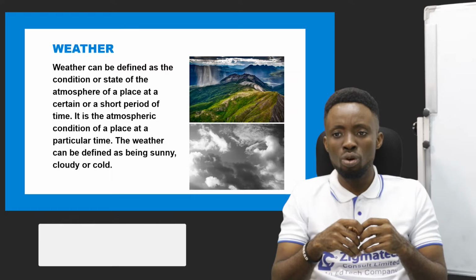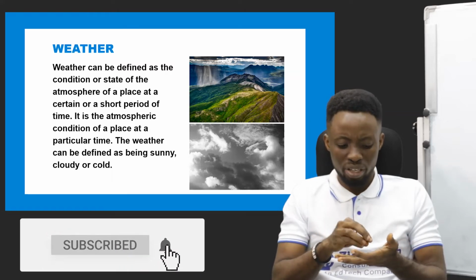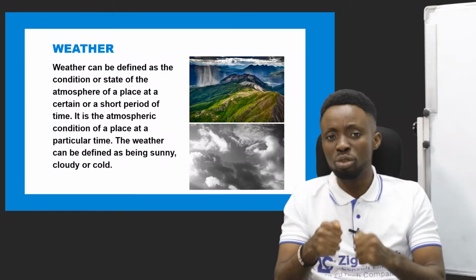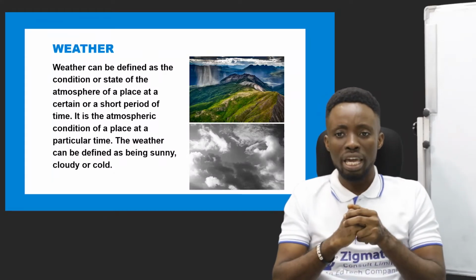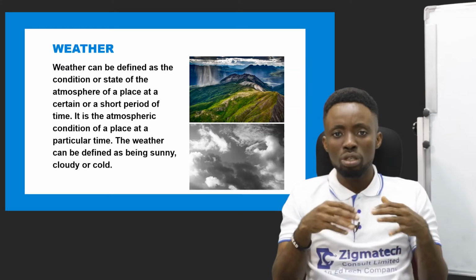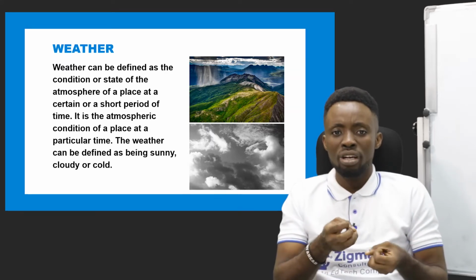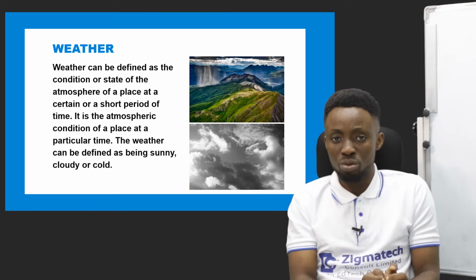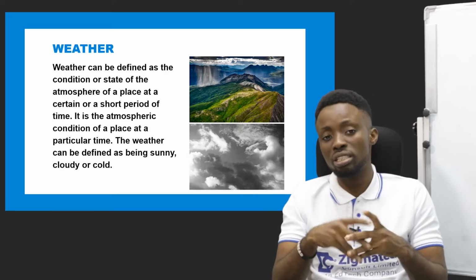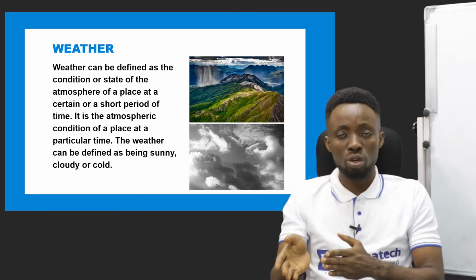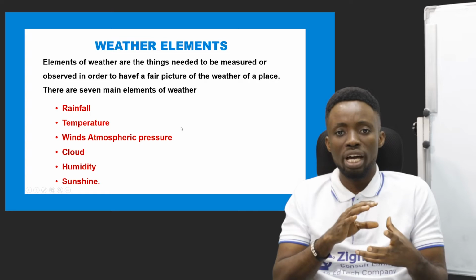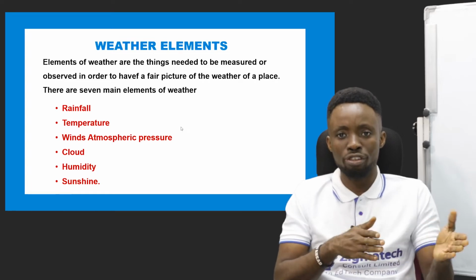So we use the word weather to describe the atmospheric condition at a particular time. That's why we have terminologies like sunny, cloudy, cold, dusty, humid. These words describe how the weather is at a certain period of time, because one thing about weather is that it changes with time. So let's look at what we call weather elements, or elements of weather.